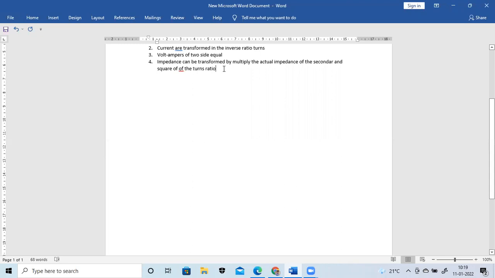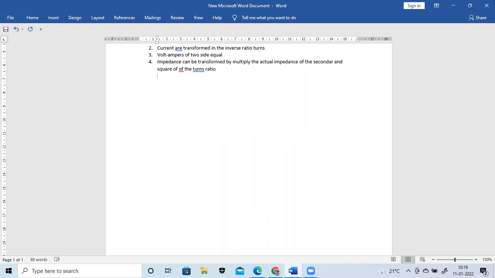You have to keep in your mind which side you want to transfer the parameters to. Suppose you want to transfer to the secondary side, then you multiply by (N2 by N1) whole square. If you want to transfer to the primary side, then multiply by (N1 by N2) whole square.